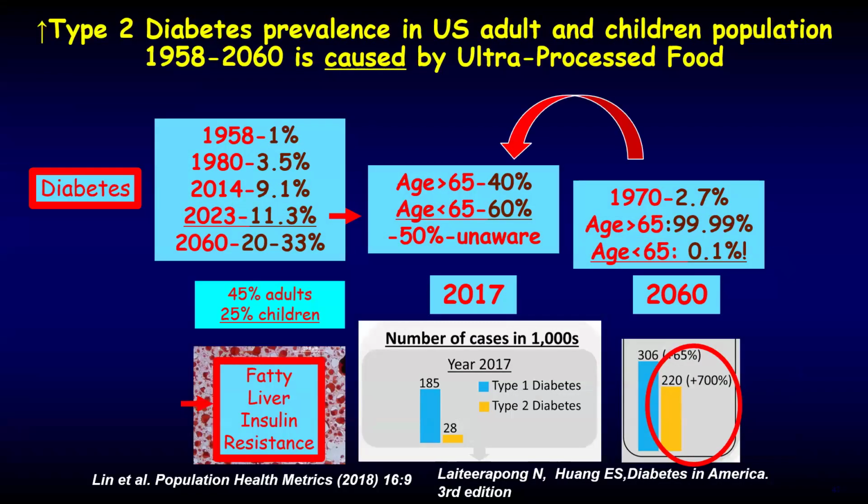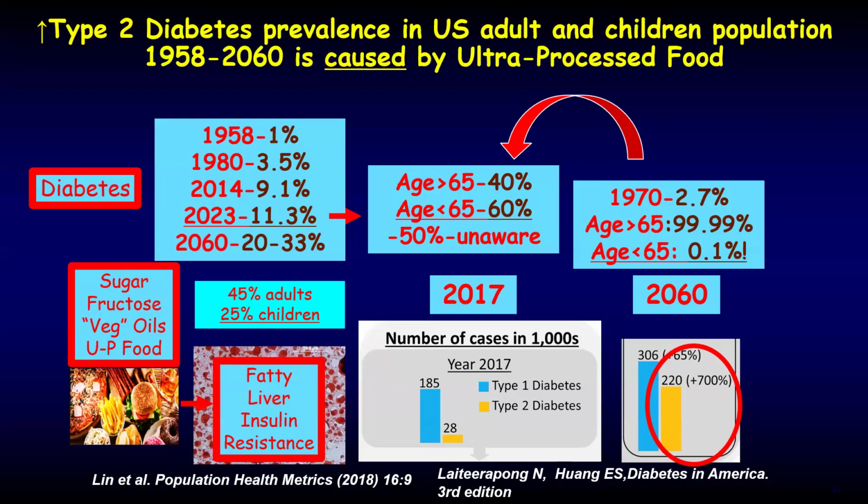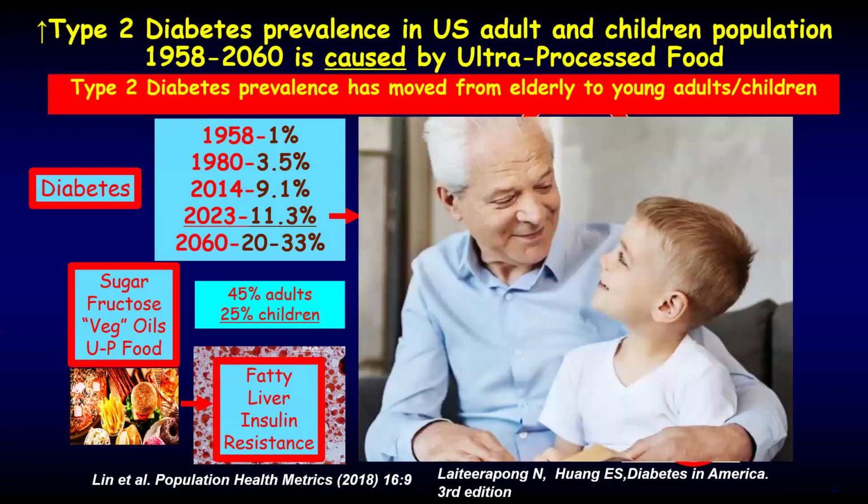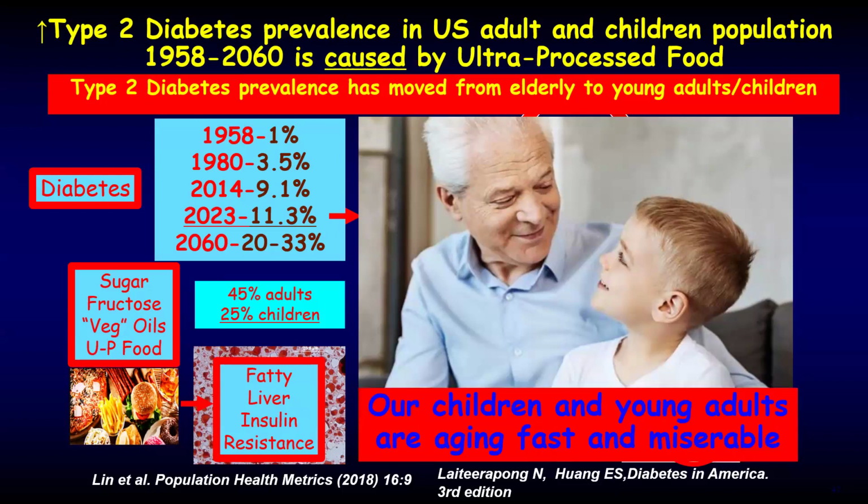And now you know why, in the 70s, diabetes used to be an old people's disease. 99% of all diabetes was in somebody older than 65, and less than 0.1% in somebody younger than 65. Where are we now? 60% in people younger than 65. We moved way younger. We also have fatty liver, both in kids and adults. That's because we have increased, particularly for kids and teenagers, up to 70% ultra-processed food. Basically, our children and young adults are aging fast and miserable.